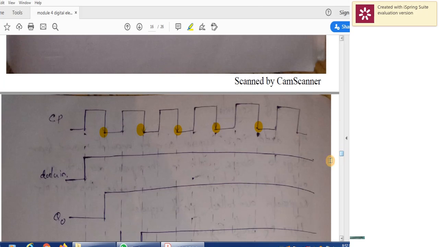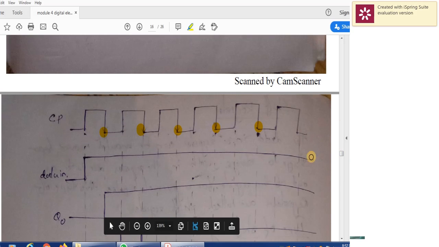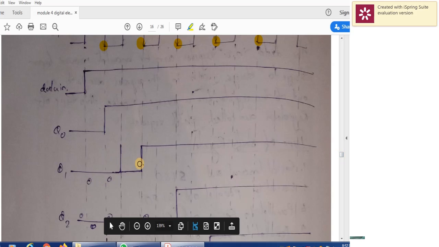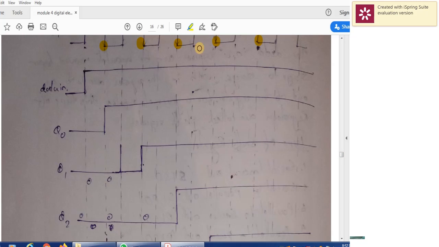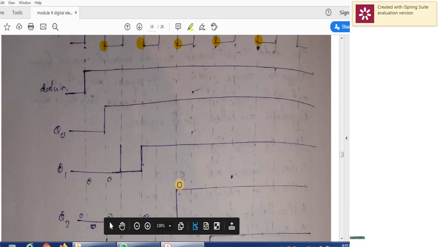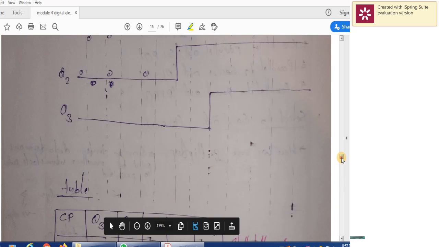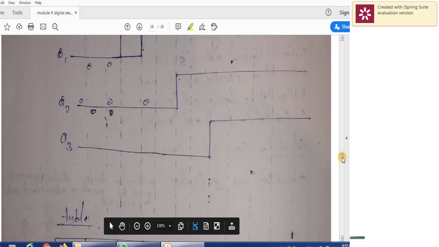So at the next clock pulse, what will happen? That will be transferred to Q1. The third clock pulse, that will be transferred to Q2. Then the fourth, it will be transferred to Q3. Then we'll get the output. So with each clock pulse we are getting the output.